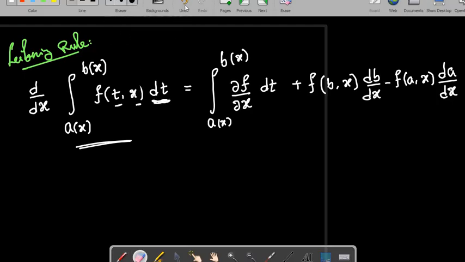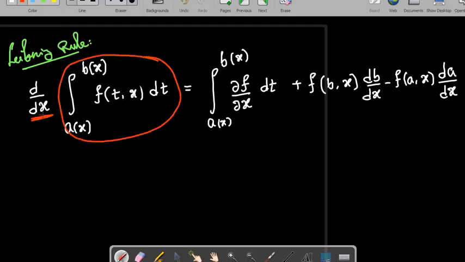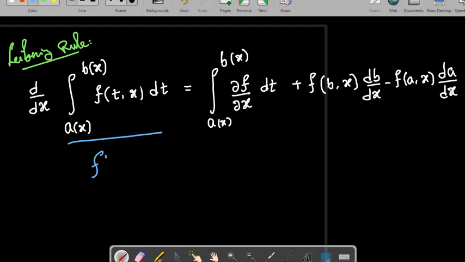This Leibniz rule says that when you differentiate this entire expression with respect to x, why? Because after integration of this expression, you will get a function of x finally. So some g of x, you will get it here. So I can talk about its derivative. Its derivative is defined like this.